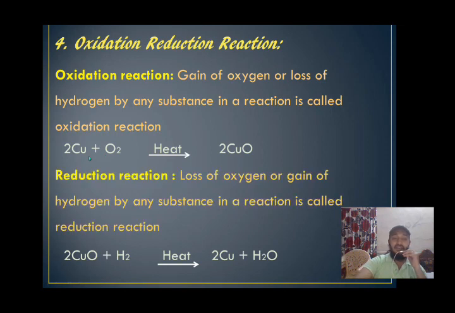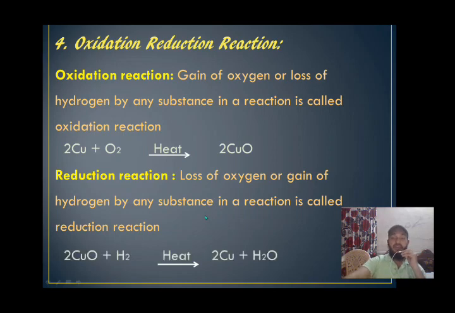The next is reduction reaction. Reduction is just the opposite of oxidation reaction. So in reduction, loss of oxygen or gain of hydrogen by any substance in a reaction is called reduction reaction.